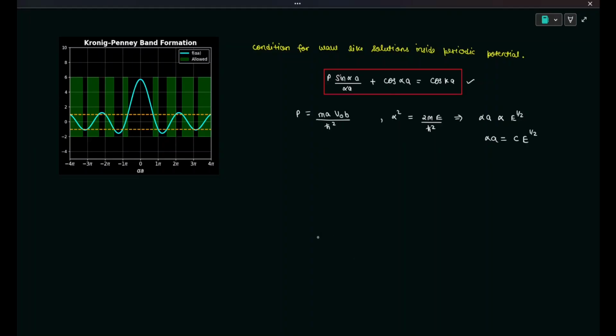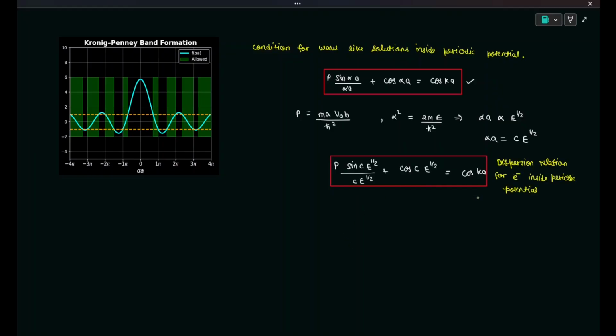Therefore, the condition for wave-like solution inside the periodic potential becomes P sin(c E^(1/2)) divided by c E^(1/2), plus cos(c E^(1/2)), is equal to cos Ka. So here you can see that this is the dispersion relation for the electron inside a periodic potential. Now let's see how this particular dispersion relation looks in the graph.